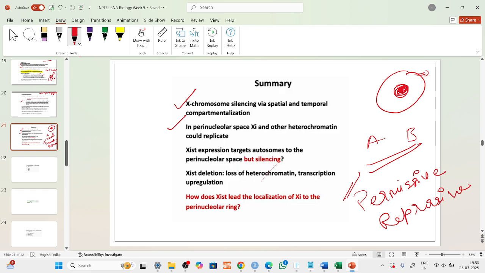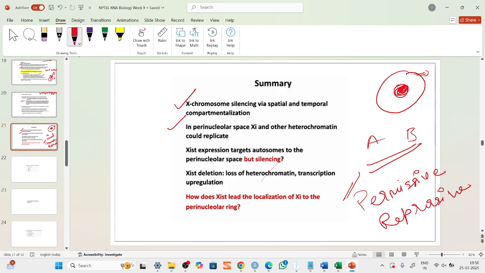So this is what we have studied: why there is a need for X chromosome inactivation, what is the difference between random and imprinted, at what stages random and imprinted X chromosome inactivation happen, and the different mechanisms of X chromosome inactivation across various species such as Drosophila, C. elegans, and mammals. Now we'll come to the questions.